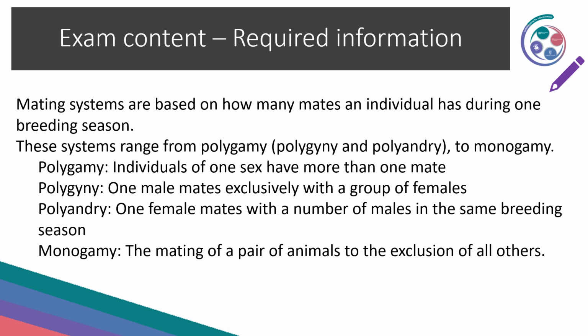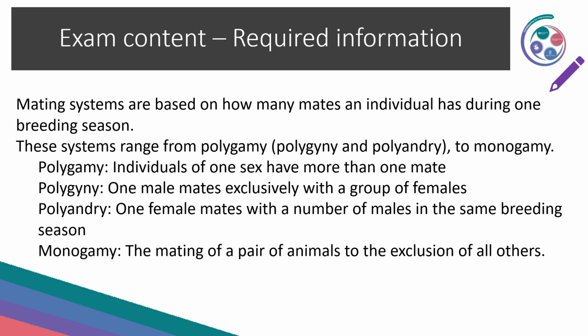Polygamy is when individuals of one sex have more than one mate. So a particular sex has more than one mate. Polygyny is when one male mates exclusively with a group of females, and this can be seen in populations like lions. Lions would be a good example of that.